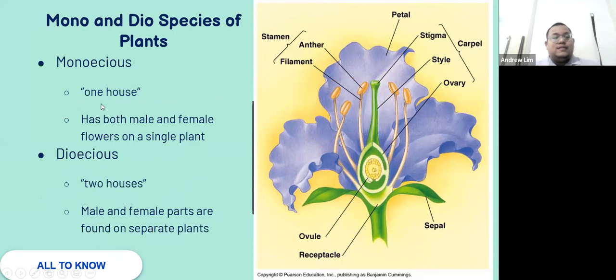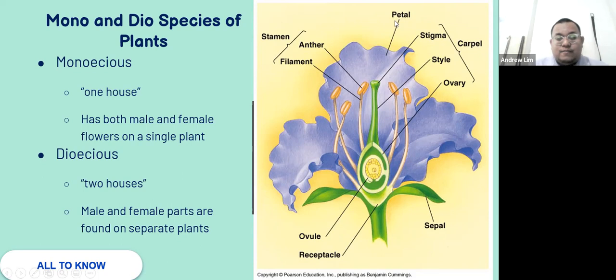As mentioned, some plants are mono, one house, whereby they have both male and female flowers on a single plant. Whereas some plants are dual, two houses, whereby one plant is only male, so all the male flowers go on this plant, and the other plants grow all female flowers. So it depends on the species of the flowers.